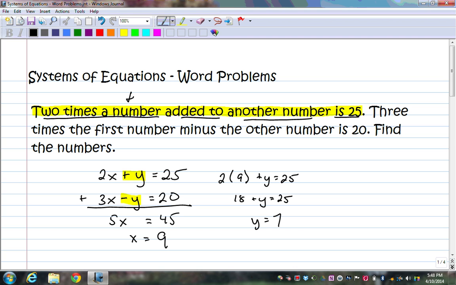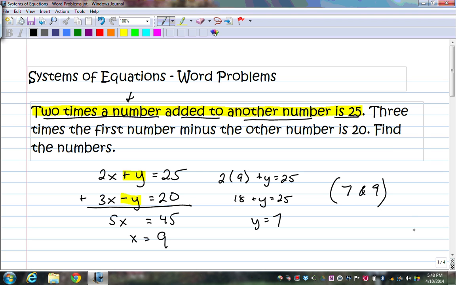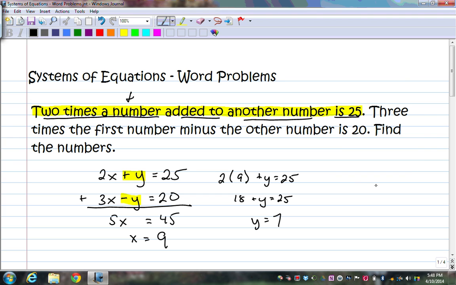So anyway, before when we solved the system of equations, we listed the solution as an ordered pair. When you're in a word problem, you don't want to do that. You want to make sure you answer the question. Here it said, what are the numbers? So you would just write down the numbers are 7 and 9. I shouldn't even put the parentheses around because that makes it look like it's an ordered pair again. Just put down 7 and 9. Those are the numbers. Okay?